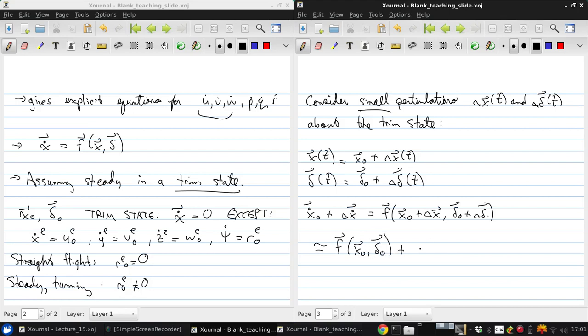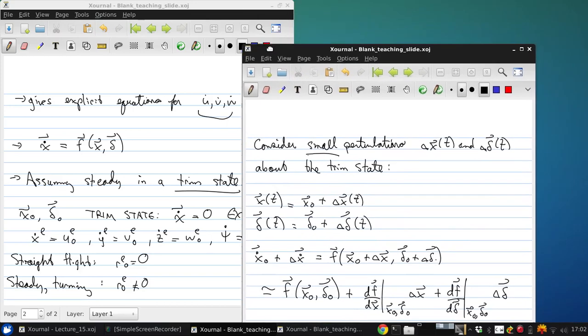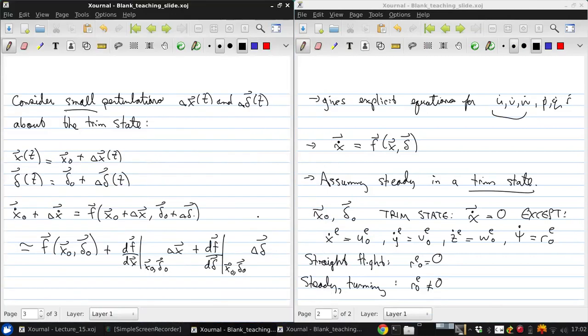And this is approximately equal to, and here's where the approximation takes place and requires that the perturbations be small, the first terms of a Taylor series expansion about the trim state. So this is f of x naught and delta naught plus df dx at x naught and delta naught times delta x plus df d delta at x naught and delta naught times delta delta. So this is a truncated Taylor series expansion about the trim state. If this was an equals sign, we would have an infinite number of terms afterwards. But we're not going to do that because we're considering small perturbations, so all those higher order terms become negligibly small.